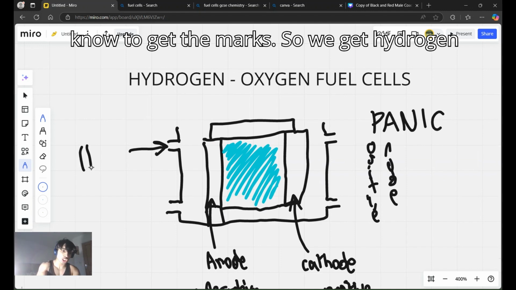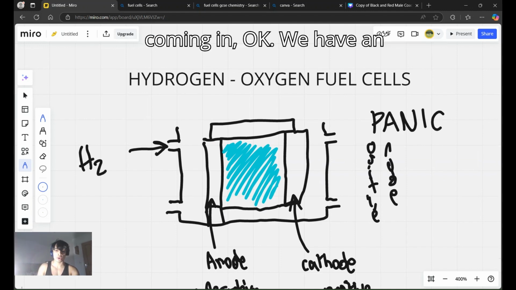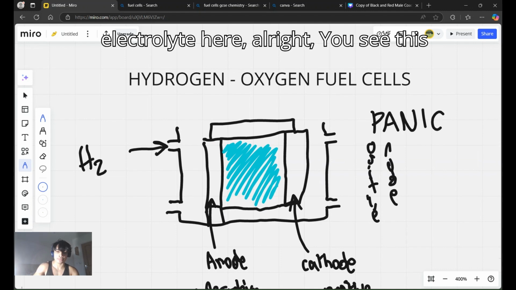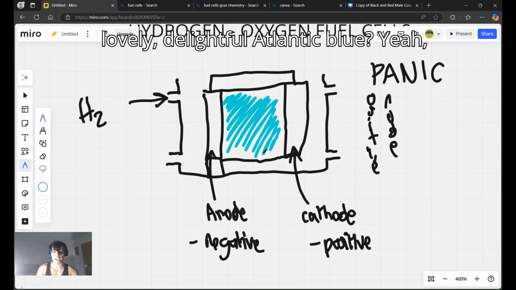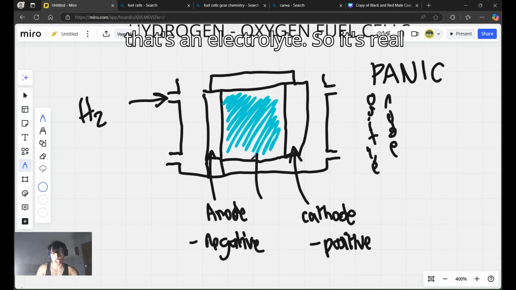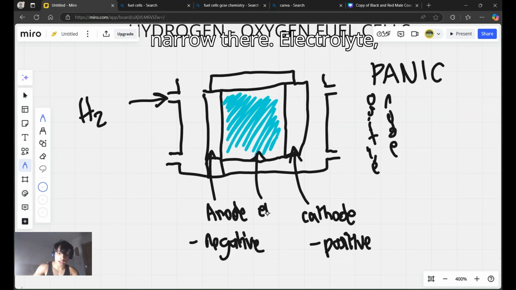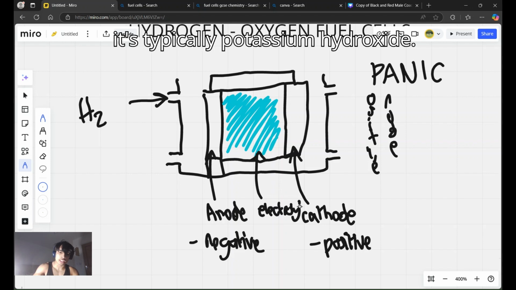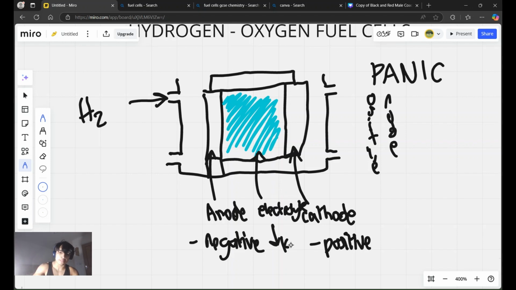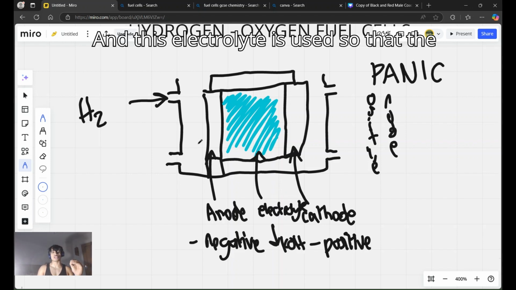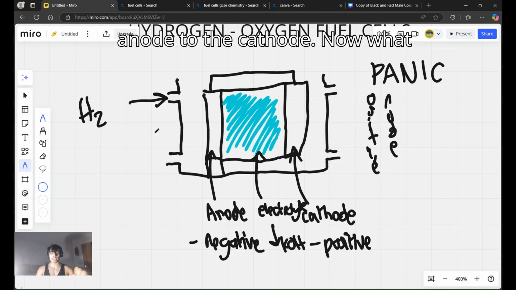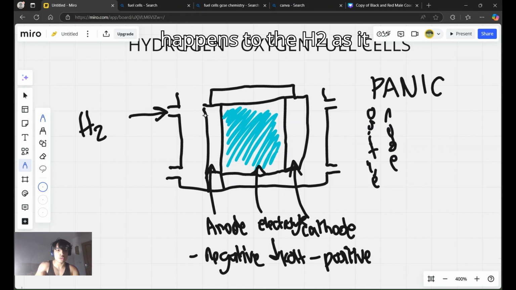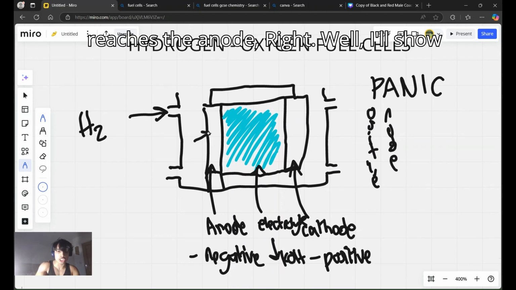So we get hydrogen coming in, okay, through here. We have an electrolyte here, all right? You see this lovely, delightful Atlantic blue? Yeah, that's an electrolyte. So let's draw an arrow there, electrolyte. It's typically potassium hydroxide. And this electrolyte is used so that the H+ ions can pass through from the anode to the cathode. Now, what happens to the H2 as it reaches the anode?